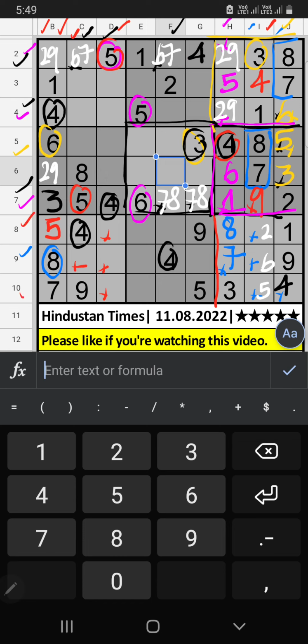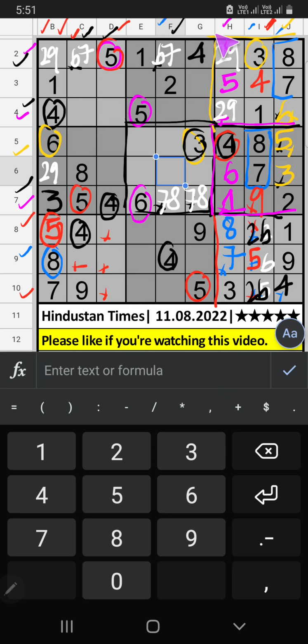Eighth row and 10th row, we have 5. So 5 can't come in these cells. Then 5 is confirmed here. Then column I, 2 numbers are remaining: 2 and 6. It will come in another 2 cells. We will confirm later.